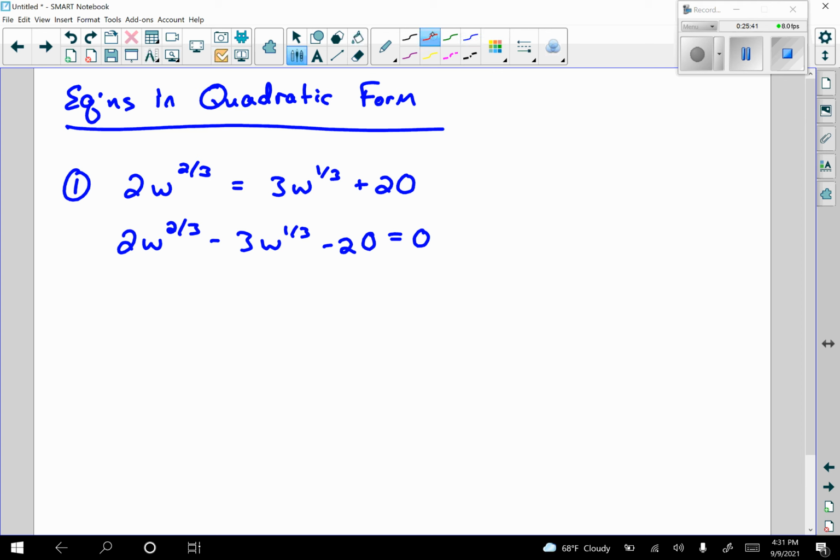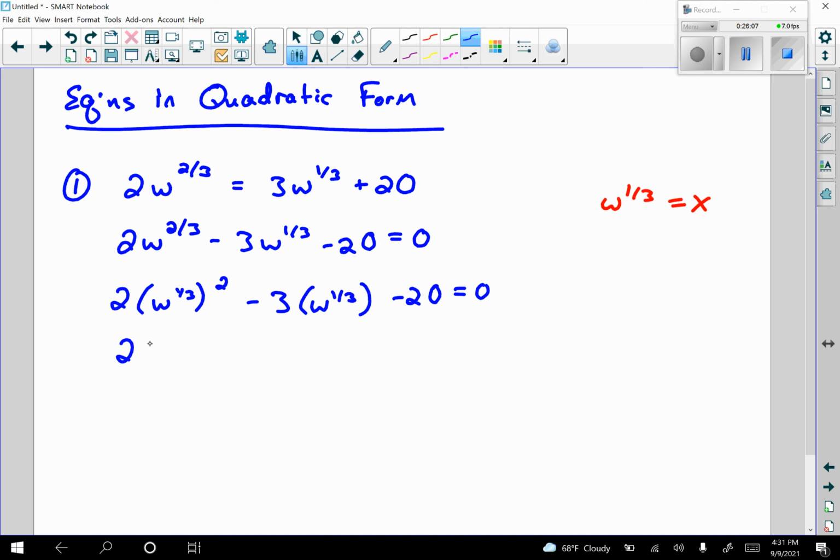So what we're going to do is I'm going to rewrite it this way. We're going to have 2 times w to the 1/3 squared, because I want to see something squared, minus 3 times w to the 1/3 minus 20 equals 0. So I'm going to replace the w to the 1/3. How about I just call it an x? So now if I go to replace this, I'm just going to get 2 times x squared. So this whole w to the 1/3 is just x, but then squared, minus 3x minus 20 equals 0.